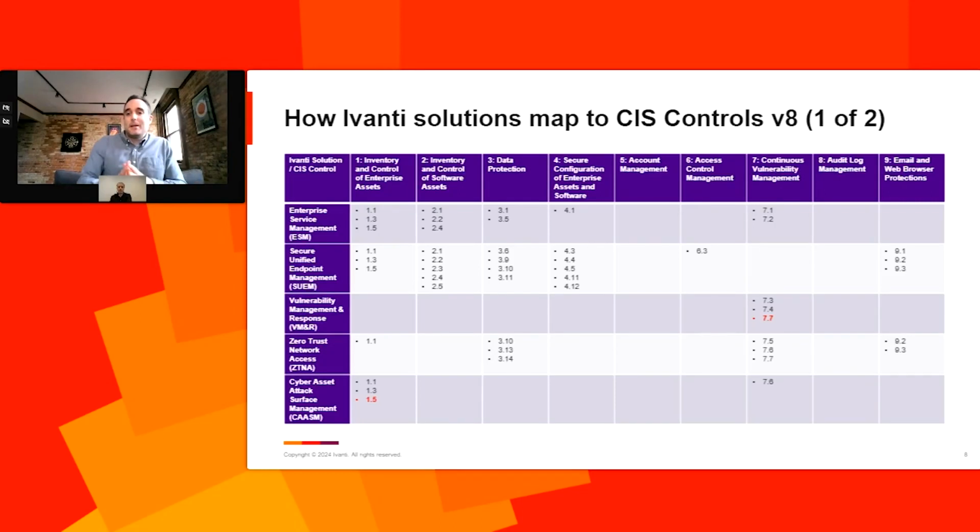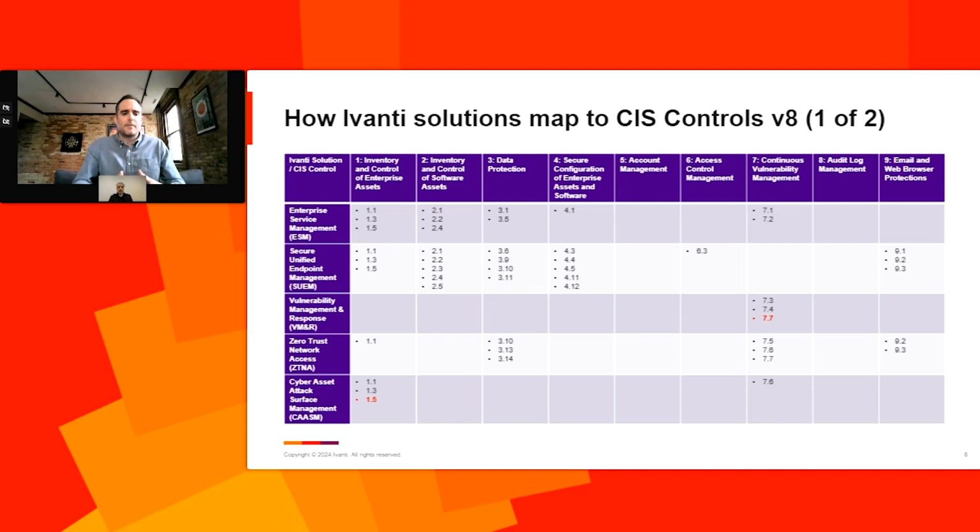That brings us to the main point of this presentation, which is how Ivanti solutions map to CIS Controls V8. So in this table, you can see the first 9 CIS controls across the column headers at the top, and Ivanti's 5 solution areas starting each row over on the left. The cells of the table specify which safeguard or safeguards associated with the control can be implemented using an Ivanti solution. So for example, safeguards 7.3, 7.4, and 7.7 under Control 7, Continuous Vulnerability Management, can be implemented using capabilities within our Vulnerability Management and Response solution.